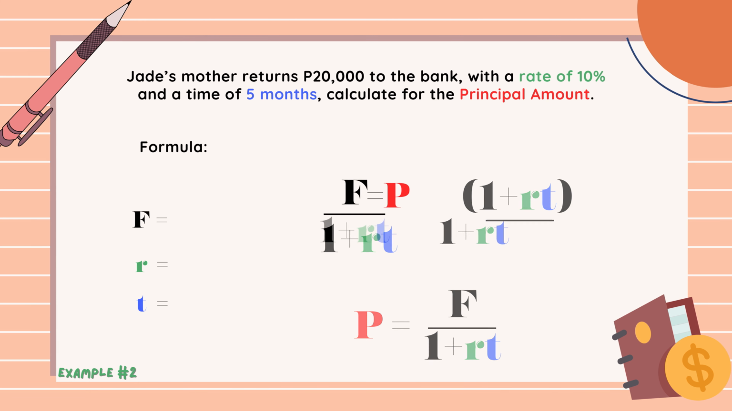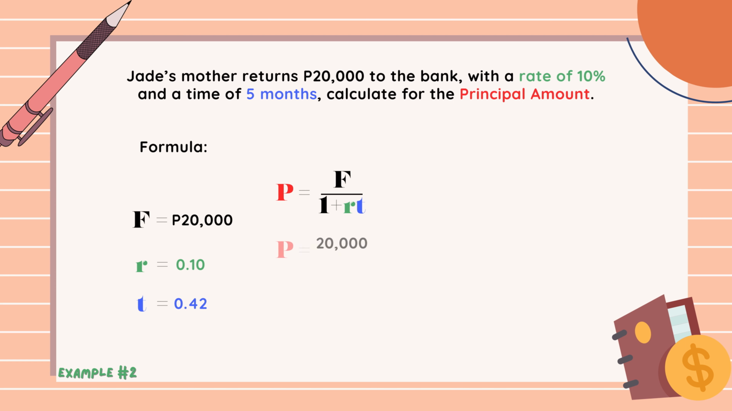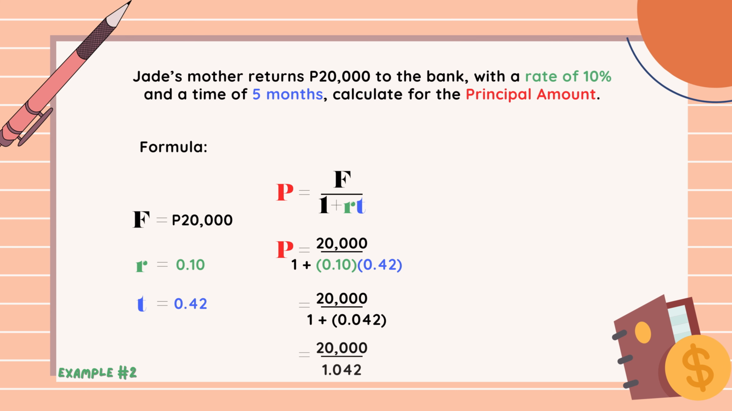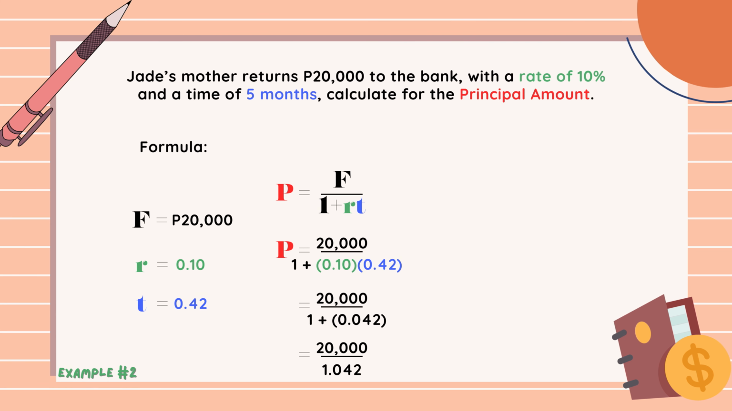Using this formula and upon substituting values, we get P = 20,000 divided by 1 + 0.10 times 0.42. Simplifying the denominator, we first get 0.042, then combine that with 1, turning our denominator into 1.042. 20,000 divided by 1.042 gives us the amount 19,193 pesos and 86 centavos.